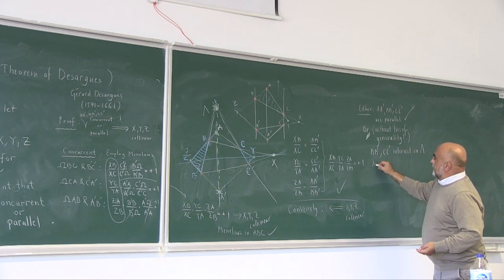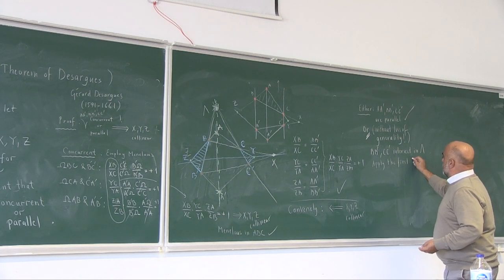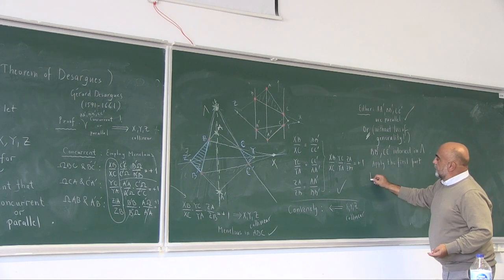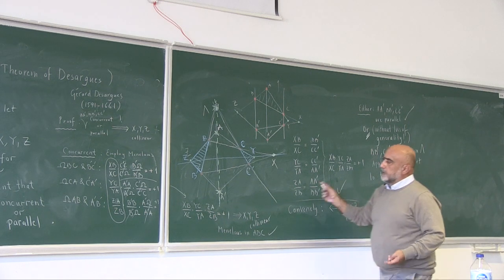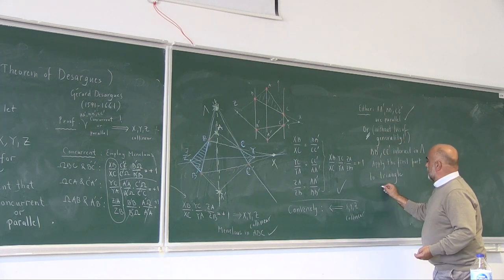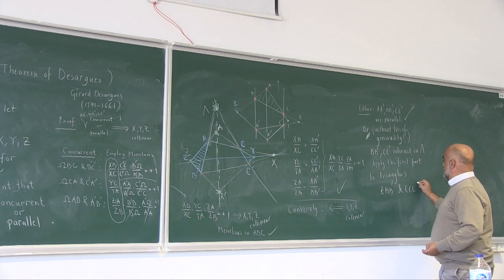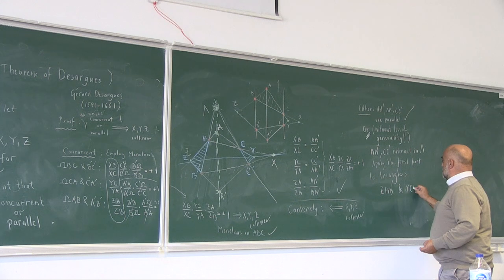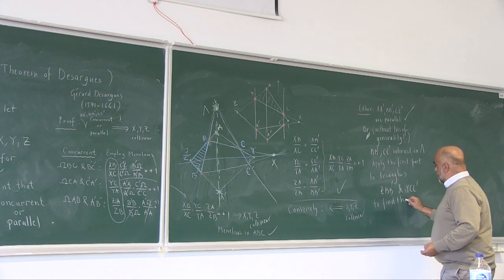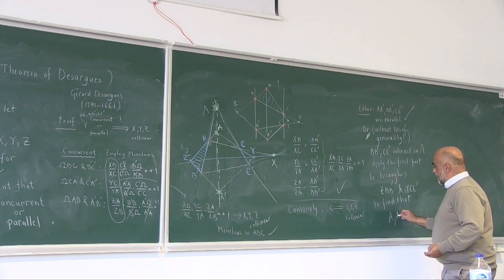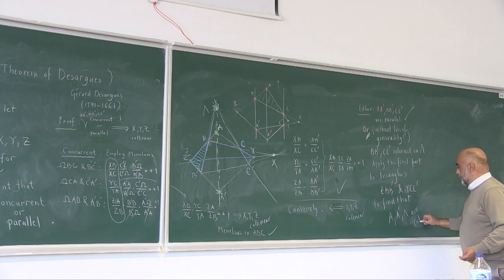So intersect in lambda. So apply the first part to triangles ZBB prime and YCC prime to find that A prime, lambda are collinear. Okay. That finishes the proof.